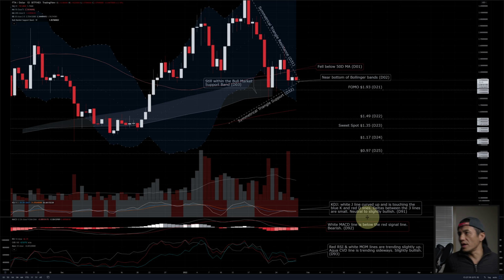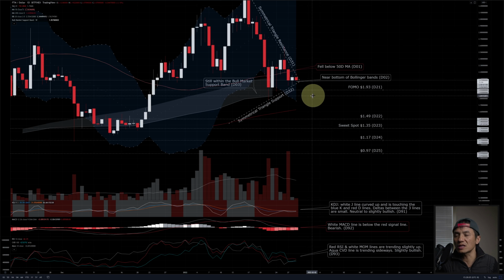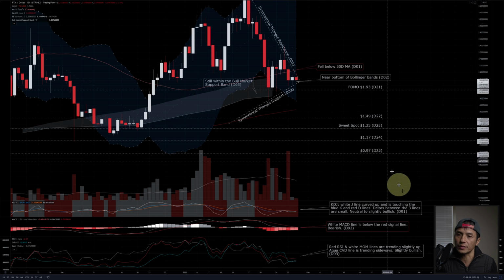So on the daily chart, what does that look like? It looks pretty much neutral here, more neutral to slightly bearish. But it's a wait and see scenario, to see what it does with the symmetrical triangle here. Let's go to the hourly chart.